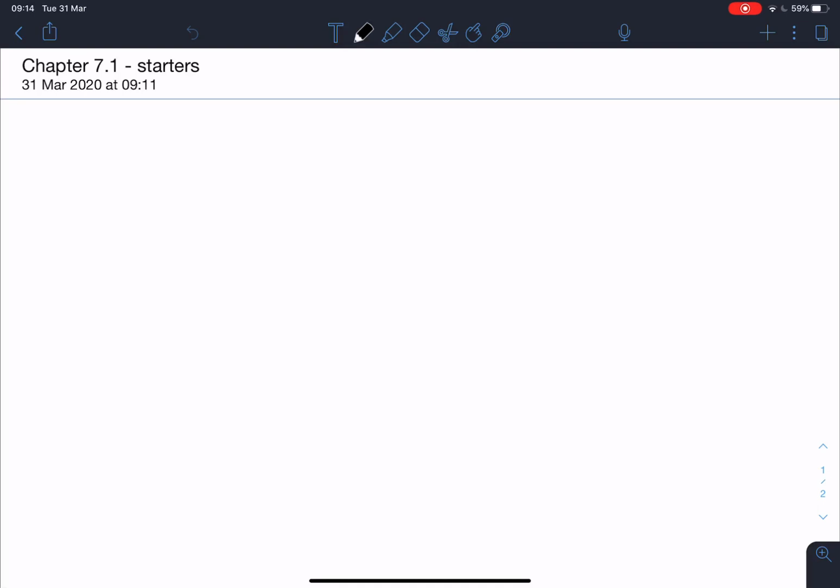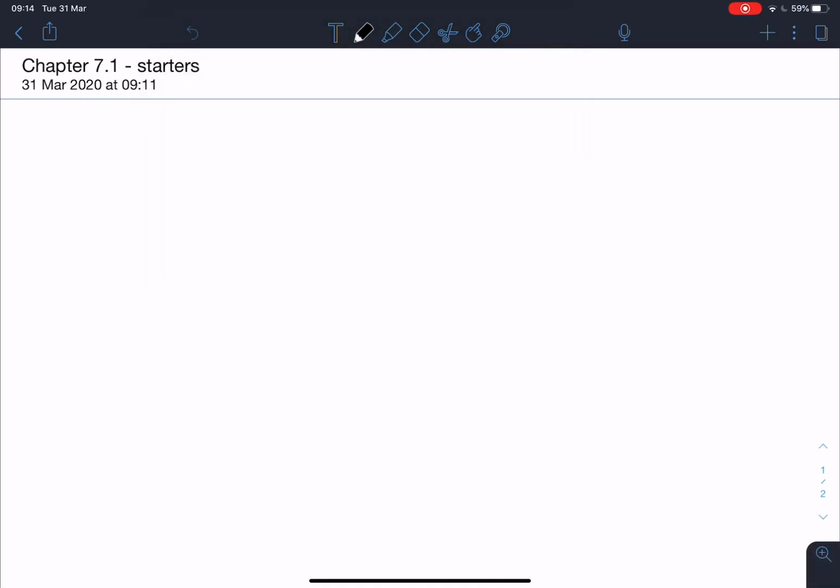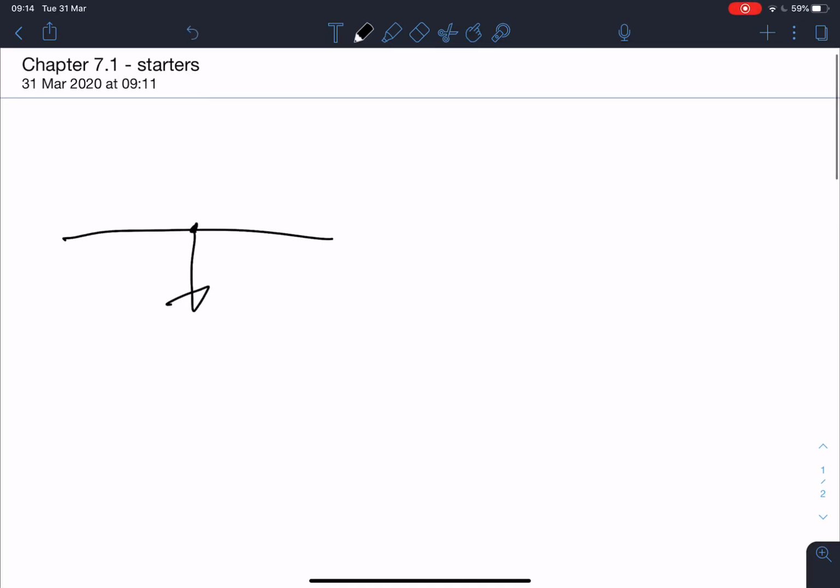Okay, so here we go for the next starters. This is going to go with chapter 7.1, and this assumes prior knowledge of the other mechanics chapters for the A2 mechanics. So here we go. The aim here is that you have a go at them, or read the question, pause, have a go, and then look through the solution.